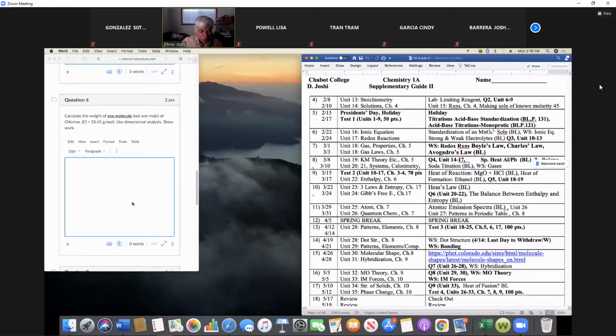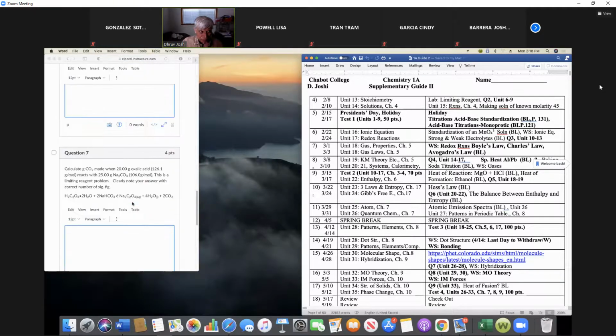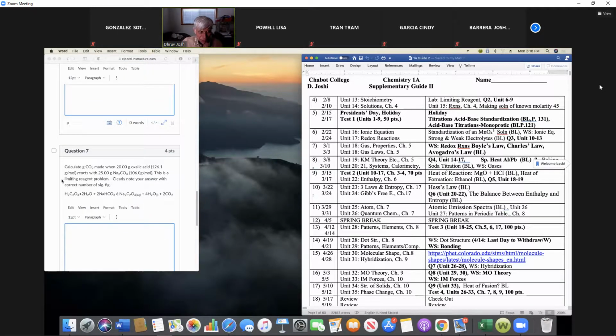Okay, number 6, number 7. I am telling you this is a limiting reagent problem. I am telling you that. And I have told you, and the way it is presented in the guidebook is that you do 2 stoichiometry, you do 2 setup, and you get the answer, the smaller answer, that is the correct answer.